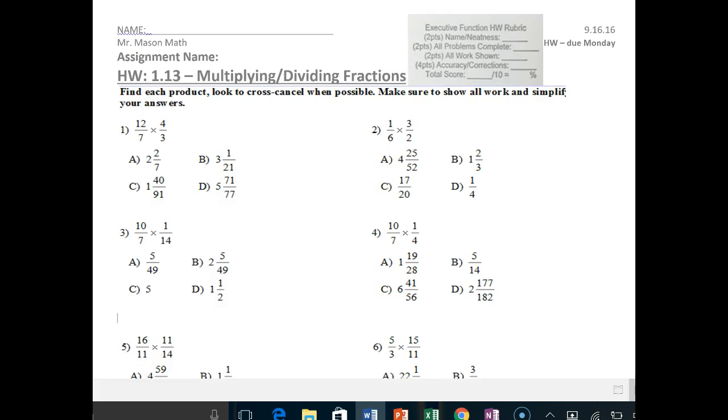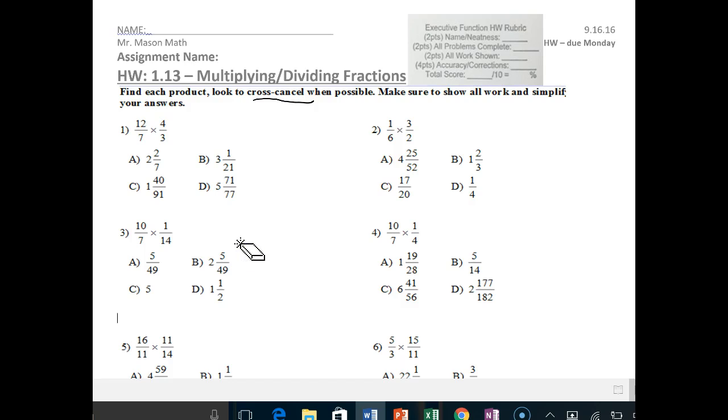So tonight I'm going to help you out with homework 1.13, multiplying and dividing fractions. I'm going to do the odds, so make sure whatever work I do, you show that exact work so it can help you out on the evens. So our first set of directions says find each product. That's the answer to a multiplication problem. Look to cross-cancel when possible, and make sure to show all work and simplify your answers.